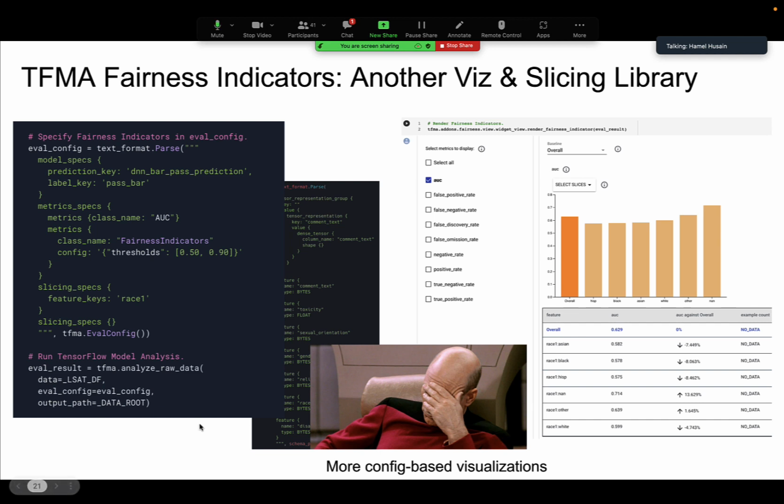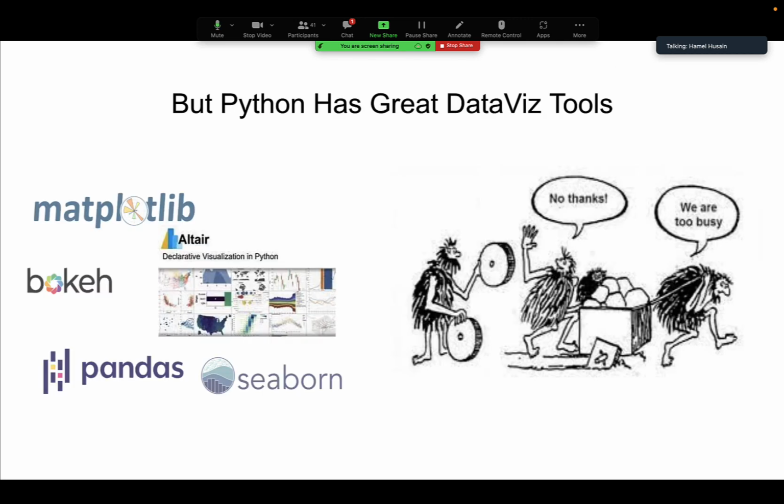Again, you write these giant config files in JSON format, and you slice models and visualize them on various dimensions of your data. But again, it's very difficult to reason about, and it's a very steep learning curve. And so one thing I want to mention in this case is that Python has really great data visualization tools. Things like Matplotlib, Bokeh, Seaborn, Altair.